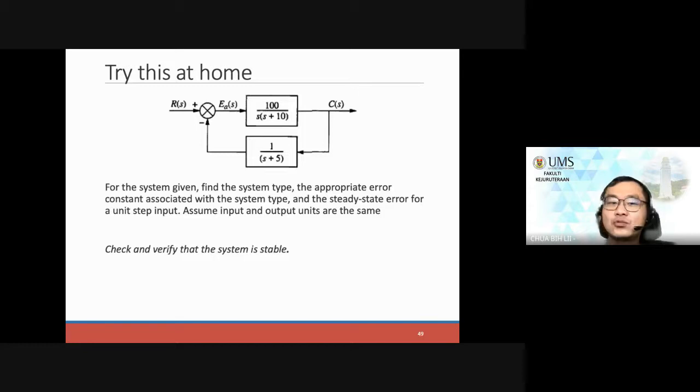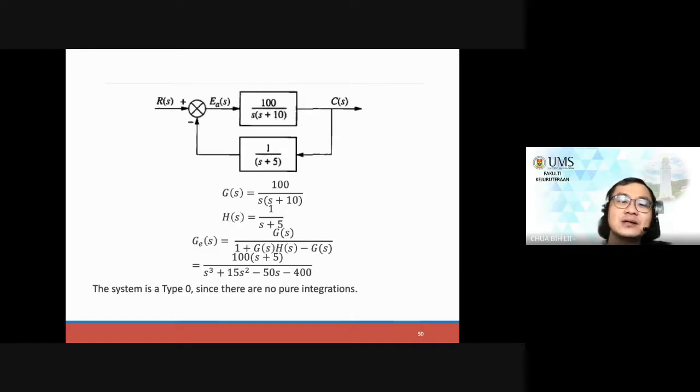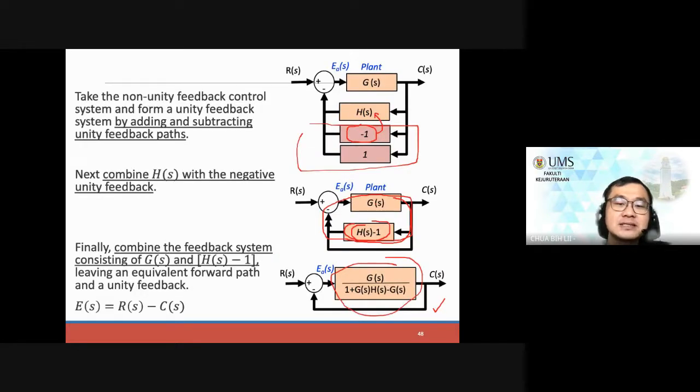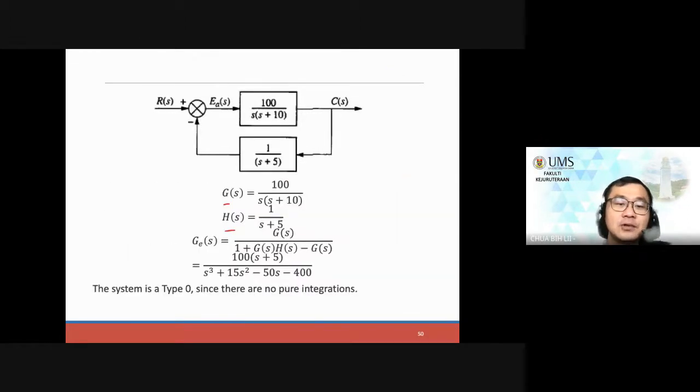All right, so in these examples, what they need is to find the system type, then the appropriate error constants and so on. We will discuss stability in the next lecture, so keep in mind we assume it is stable now, and we start to analyze. So what we can do is we have the G and H combine into this particular system, G over 1 plus GH minus G. Once you put in all these values, it looks complicated at the beginning, but once you do the mathematical plus and minus of all these things, you get this value.